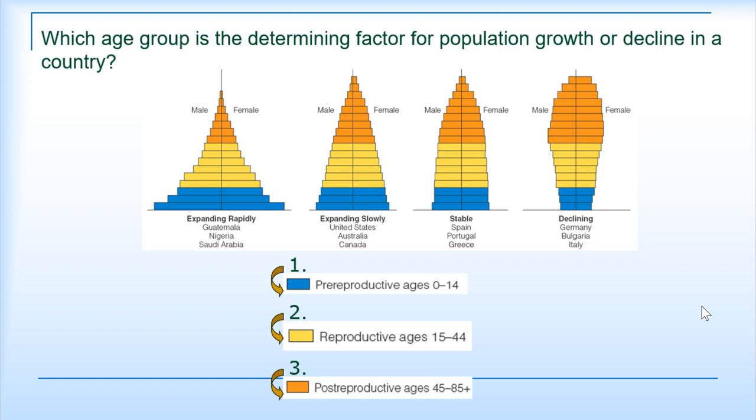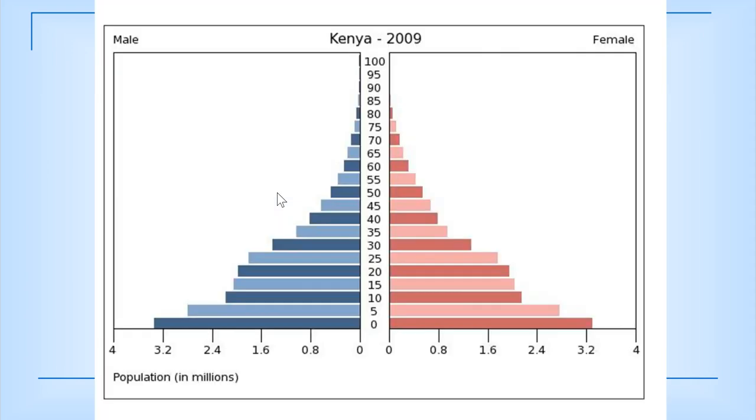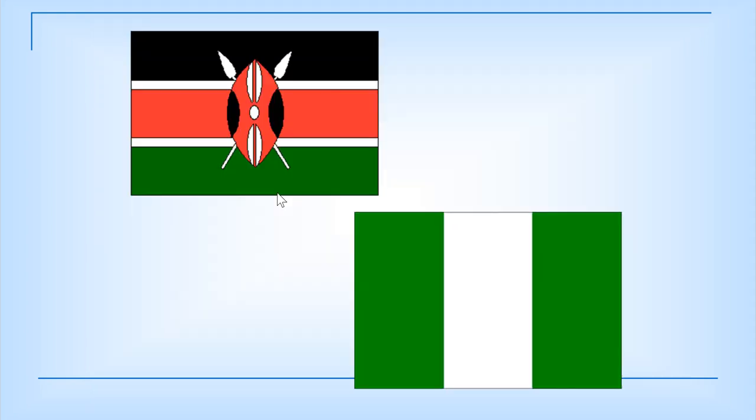So which age group is the determining factor for population growth or decline in a country? This is a kind of summarizing question. It's babies, pre-reproductive. When you look at this bottom cohort, that's going to tell you what the immediate future and long-term future looks like. Okay, so let's look at some countries in sub-Saharan Africa. When we look at Kenya, we can see that they had a huge pre-reproductive population in 2009, right? When we look at Nigeria, you can see the same thing, right?